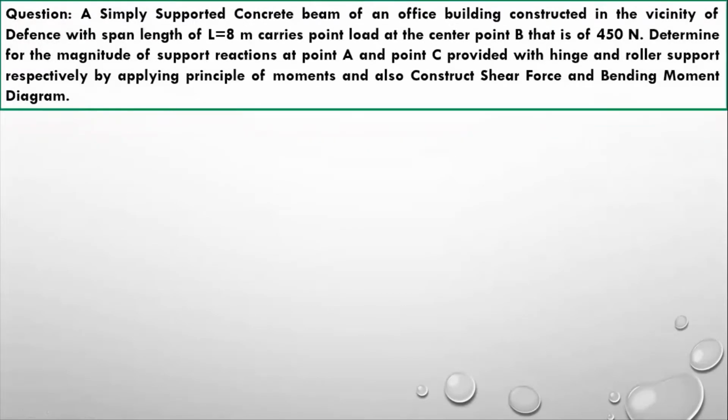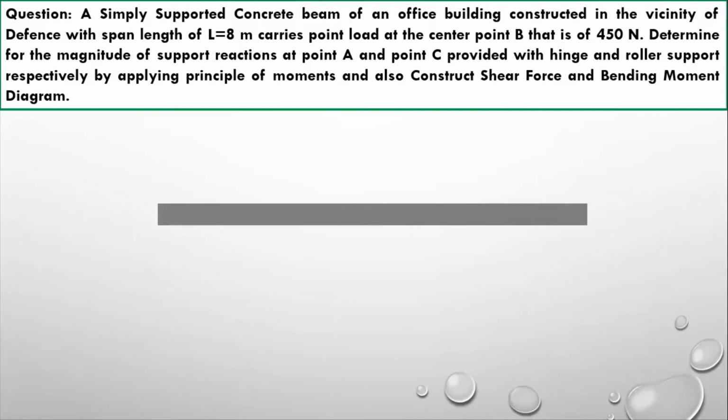The question is: a centrally supported concrete beam of an office building constructed in the vicinity of a defense, with a span length of L equals 8 meters, carries a point load at the center point B of 450 Newton. Determine the magnitude of the support reactions at point A and point C, provided with hinge and roller support respectively, by applying the principle of moments, and also construct the shear force and bending moment diagrams. So here is the question.